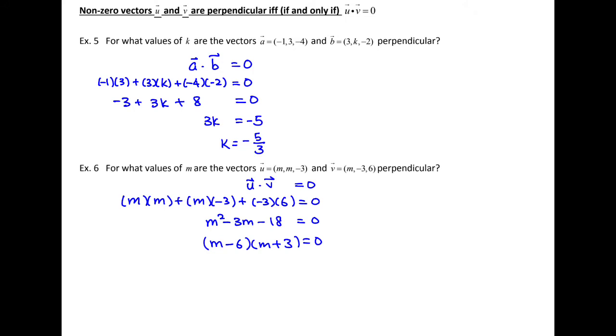That means m minus 6 will be 0, which means m equals 6. And m plus 3 will be 0, so m will be negative 3. Therefore, you have two possible values for m. Example 7. If the vectors a plus 3b and 4a minus b are perpendicular, and magnitude of a is 2 times magnitude of b, determine the angle between those two vectors, a and b.